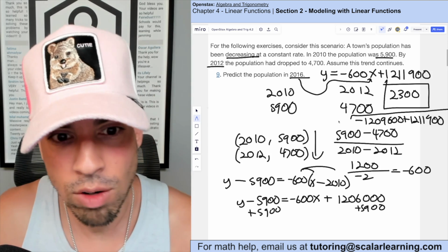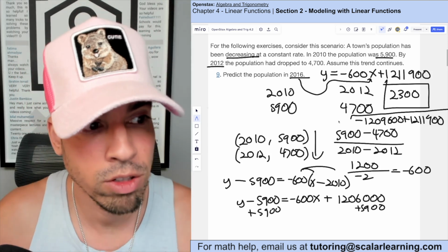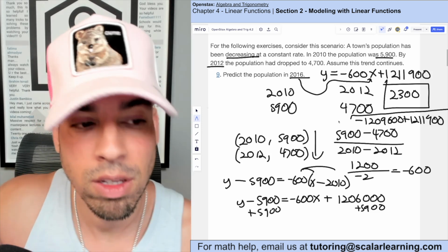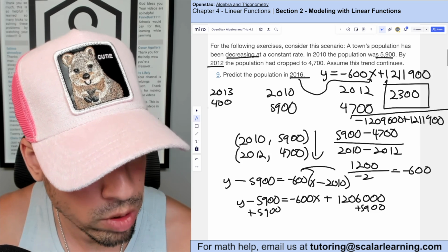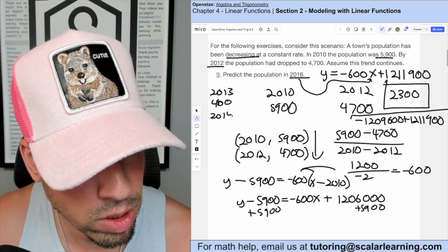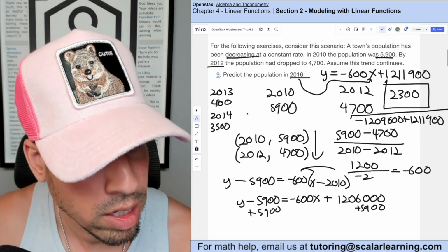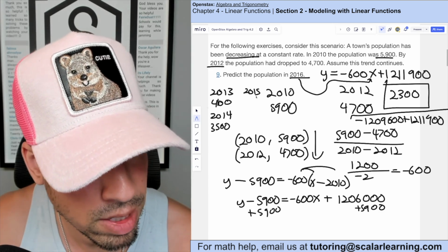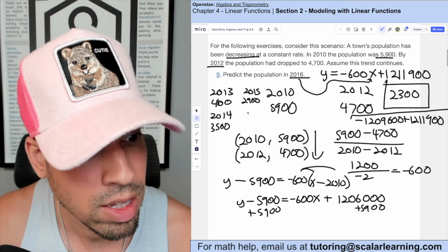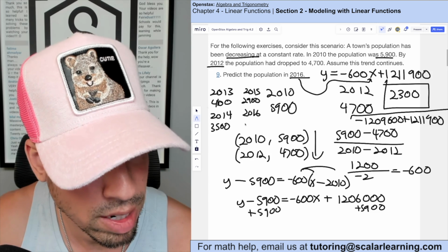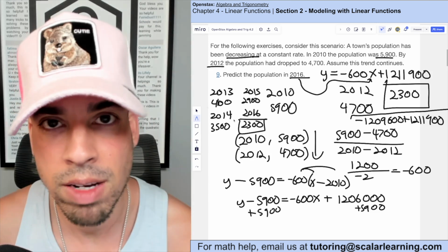So now I can show you how to arrive at this answer using the other method where we just sort of count down by 600 every year. So check this out. In 2013, let me write it down, it would be at 4,100. In 2014, drop again by 600, it'd be at 3,500. In 2015, it would be at 2,900, right? Dropping 600 again. And then 2016, once again, it would be at 2,300. So there we go, double verified, boom, done.